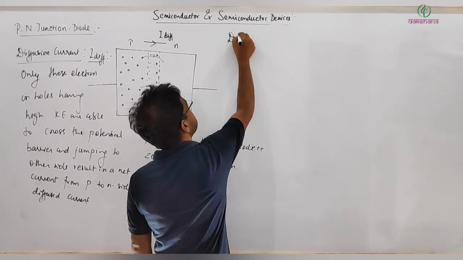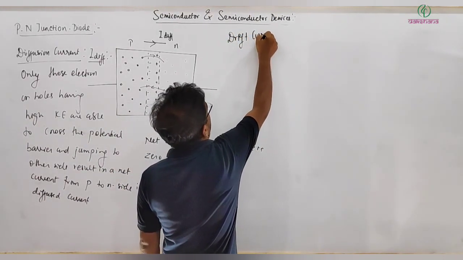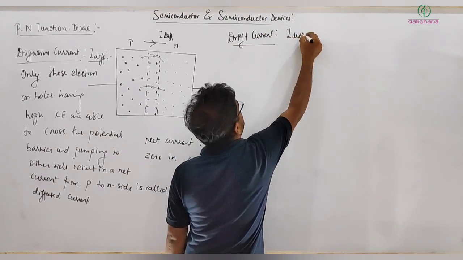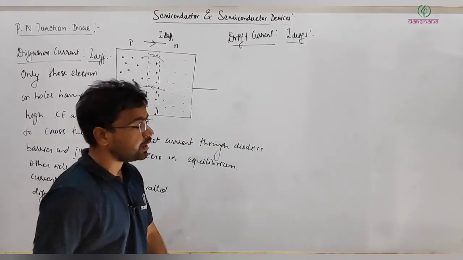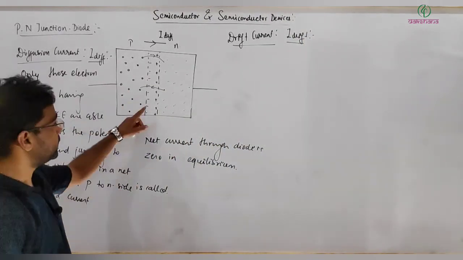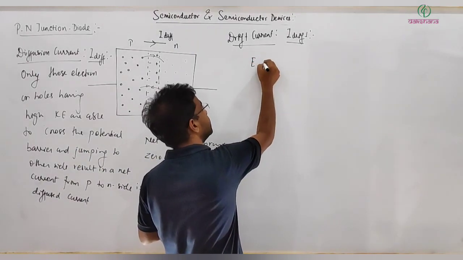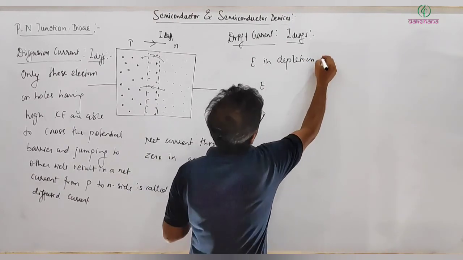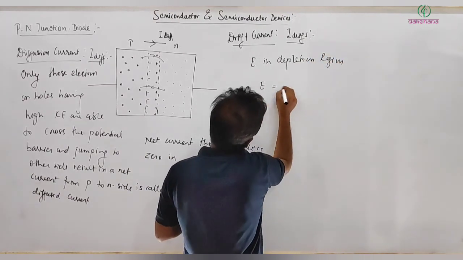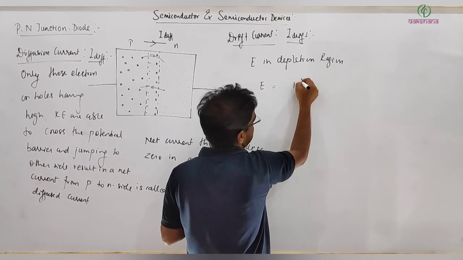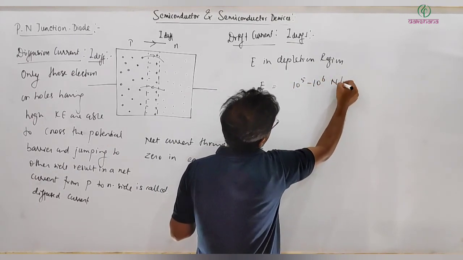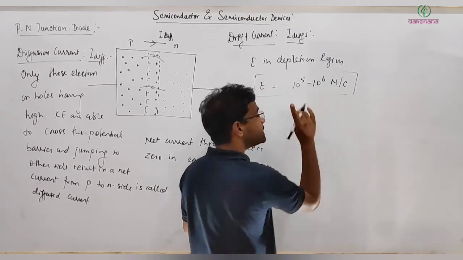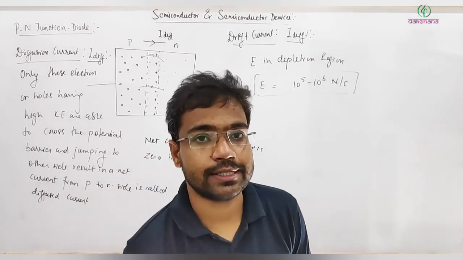Another is called drift current. So let me tell you what this is. What is drift? Here, as I told, the electric field in the depletion region is of the order of 10 to the power 5 to 10 to the power 6 Newton per Coulomb. You must be understanding that this field is quite large.